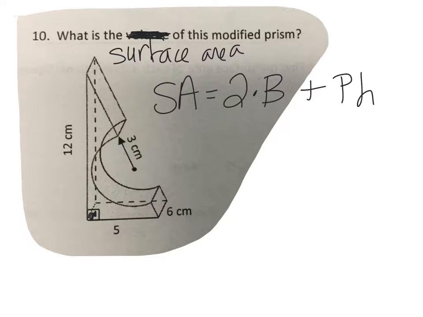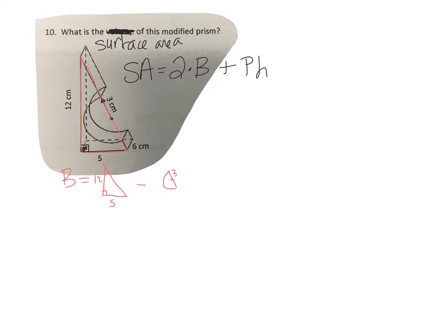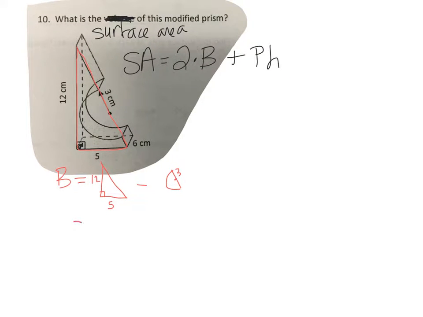So the base is this triangle that has a semicircle taken out of it. So we're going to calculate the area of your triangle with a base of 5 and a height of 12. And we're going to subtract off this semicircle with a radius of 3. Base area is found by subtracting.